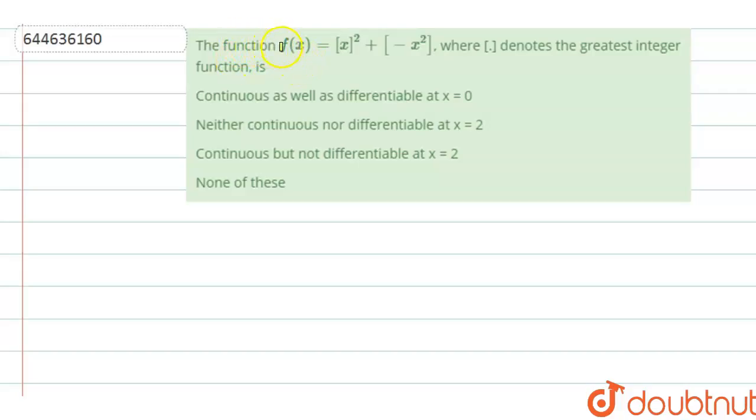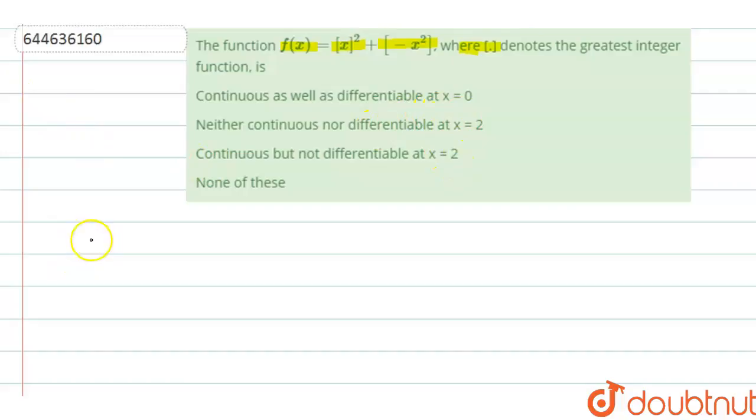Hello everyone, today we are going to discuss one more question. The question says that the function f of x equals the greatest integer function of x square plus minus of greatest integer function of x square, where the bracket denotes the greatest integer function. We have to find whether the function is differentiable or continuous at x equals 0 or 2.